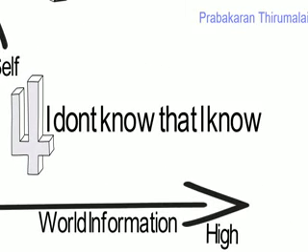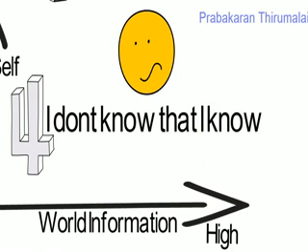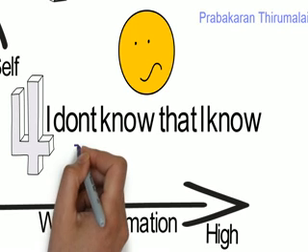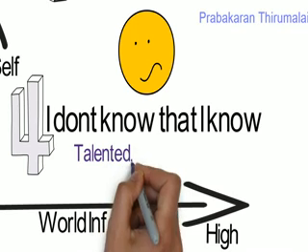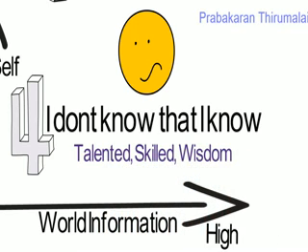Let's move to the last quadrant, which is difficult to believe is practically possible. People in this quadrant don't know that they know. How is this possible? How many of us know the rate at which the heart beats or the speed at which the blood flows? But our brain makes sure that it is done at the optimal level so that our body functions normally. People in this quadrant are famously called talented, skilled, or as having wisdom.